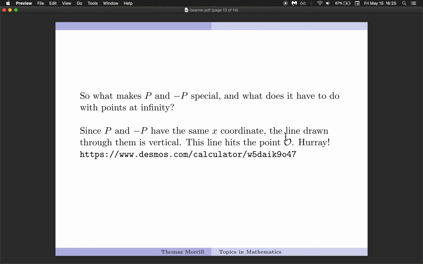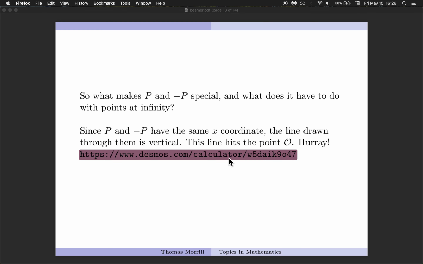So the question, what makes this choice special? What makes P and minus P special? Well, what does that have to do with the point at infinity? If I think about it, the coordinates for minus P are just what I got from taking the coordinates of P, and they actually have the very same x coordinate.